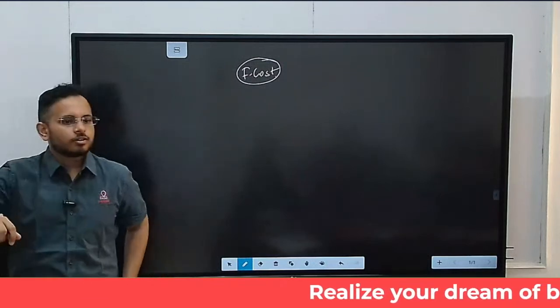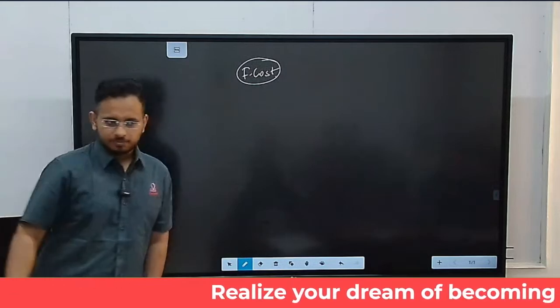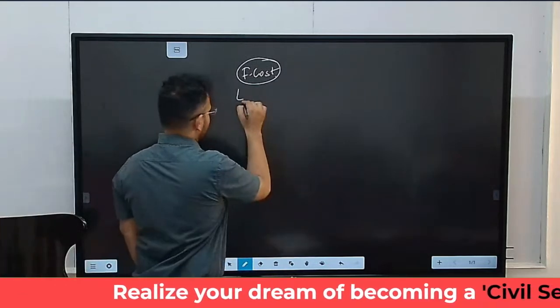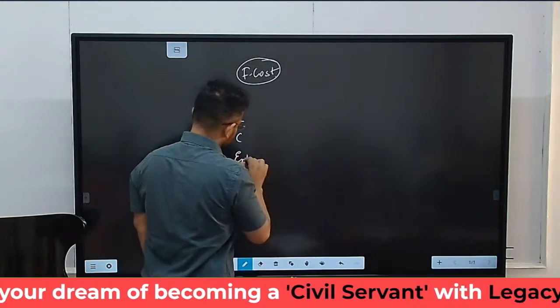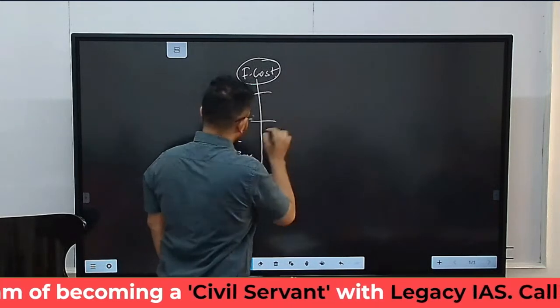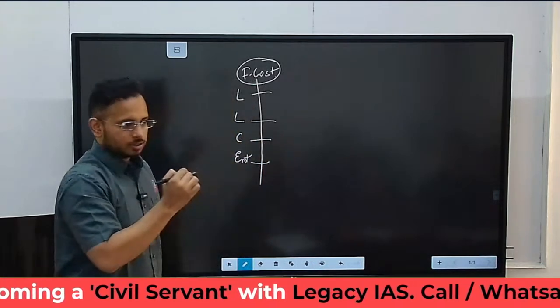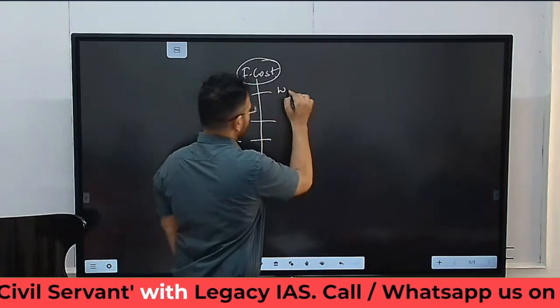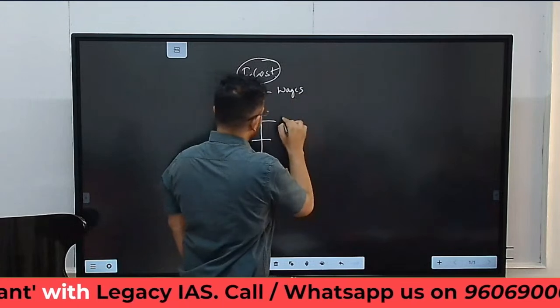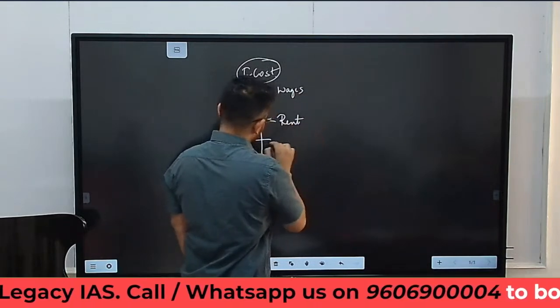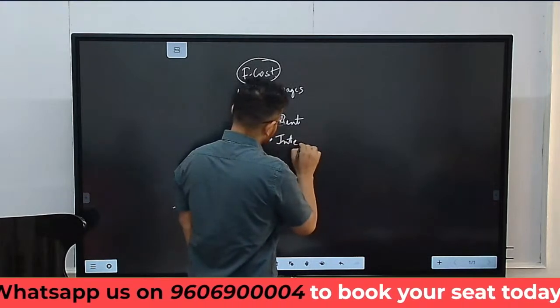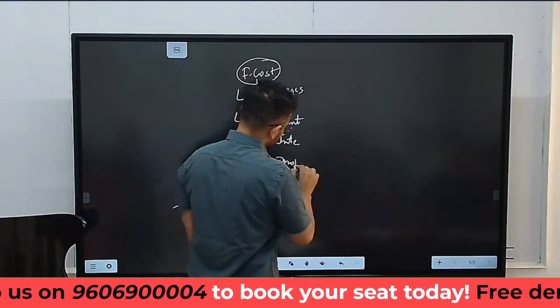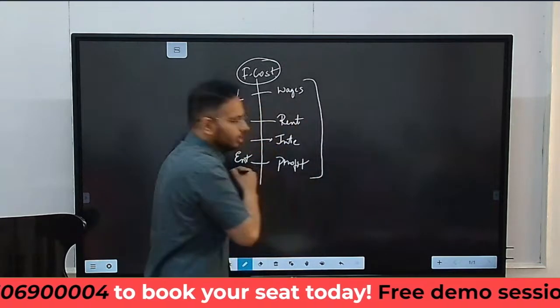Okay. What are the factors of production? Land, labor, capital, entrepreneurship. What are factor incomes? Factor costs. Labor, wages; land, rent; capital, interest; entrepreneurship, profit.